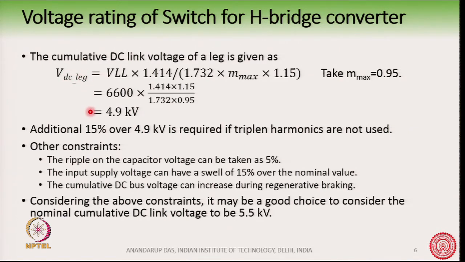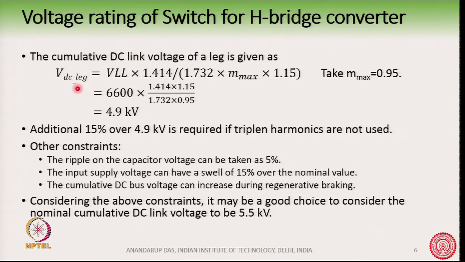Okay. So, it is a cumulative voltage, and that is the line voltage times the peak value, divided by root 3 so as to get the phase voltage, and M max into 1.15. Okay. M max is the maximum modulation index, and 1.15 is coming because we are using a third harmonic or a space vector PWM modulation technique. So, the value of M max can be taken as 0.95. Again, some users may take it 0.97, 0.98, something like that, but we have kept it 0.95.